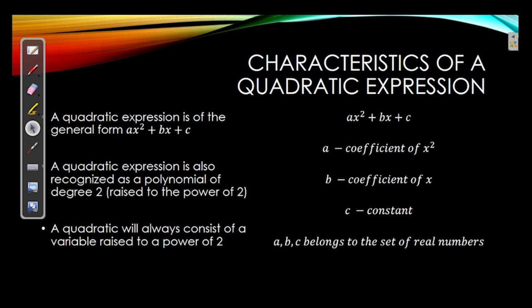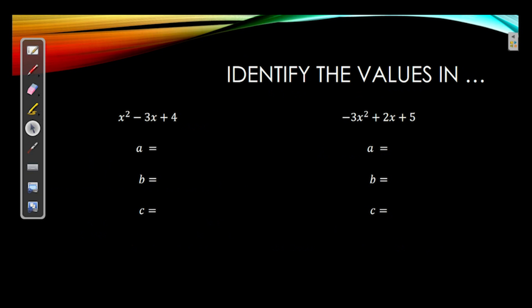Okay, so now that we know how to identify a quadratic expression and we know how to establish a quadratic expression using algebra tiles, let's talk about the coefficients and the constant. When we look at a quadratic, we want to be able to identify A, B, and C.